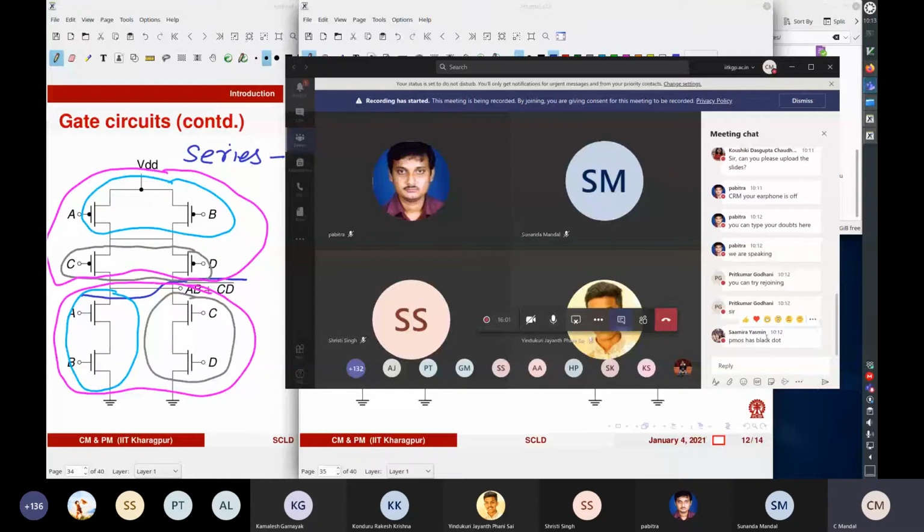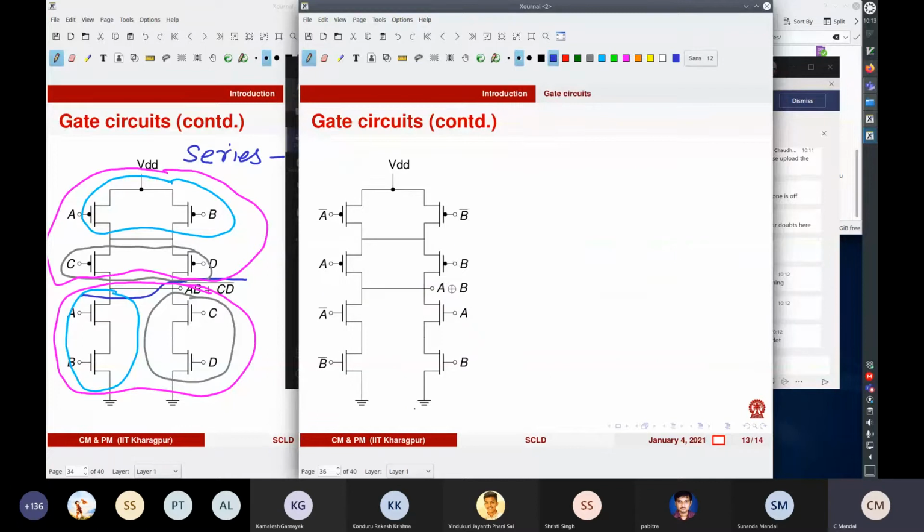Okay, so let us just go over to the next circuit. Yeah, so this is another gate. Of course, I've written the function of the XOR gate. Why don't you just try to check that it's indeed an XOR gate? So how will you check that it's an XOR gate?